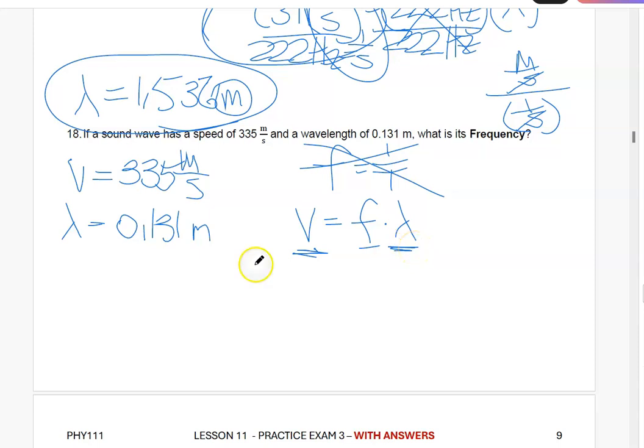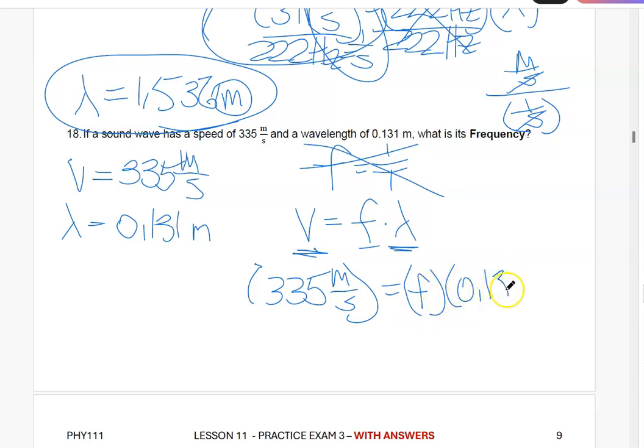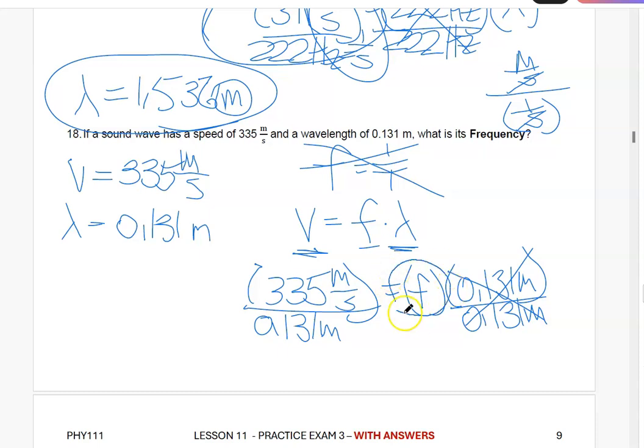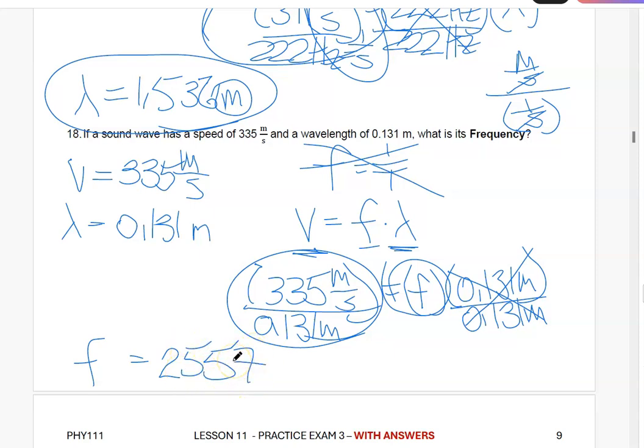We plug those numbers in. Our speed is 335 meters per second equals our unknown frequency times our known wavelength of 0.131 meters. We divide both sides by 0.131 meters. This term cancels with itself, leaving only frequency is equal to this expression. We plug that into a calculator, and we get a value of 2,557. It's a frequency, so we know our answer is going to be in hertz, but we can check it.